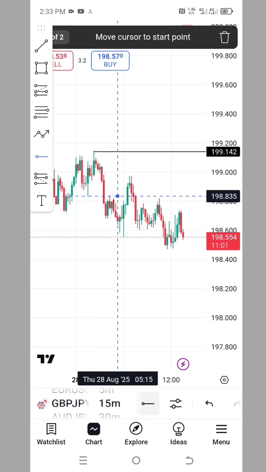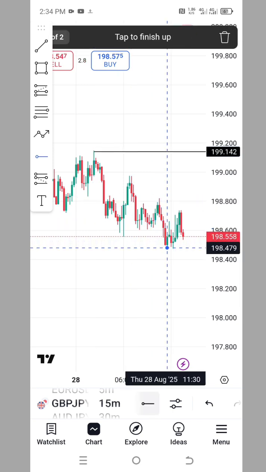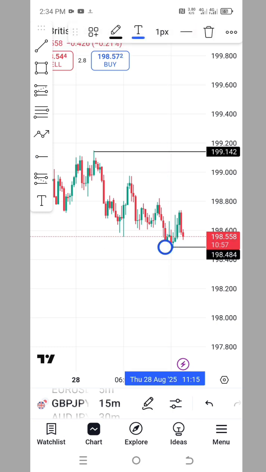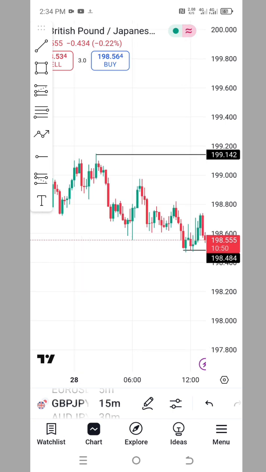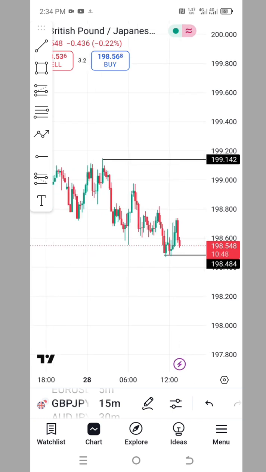See the current price, 198. Market is decreasing in price. So this is to tell you that we are bearish. Swing structure on 15 minutes is telling you that we are bearish. Market will keep creating series.